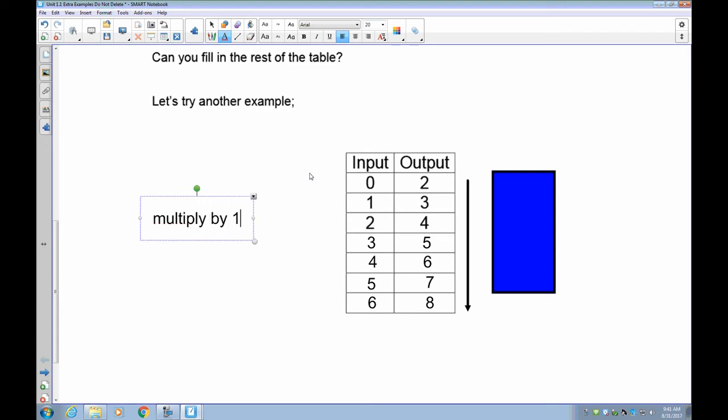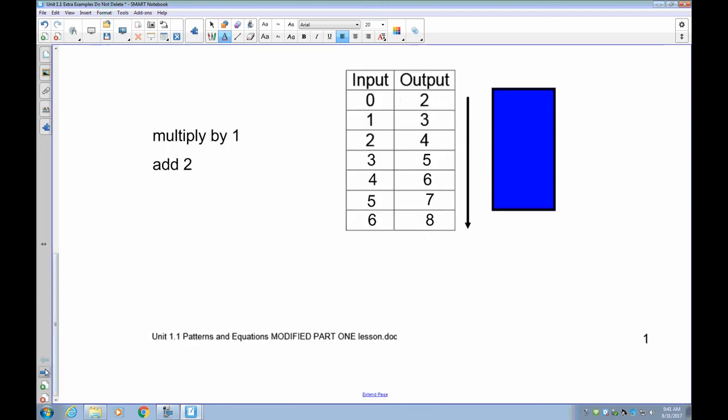All right, so let's see what happens when we do this. 0 times 1 is 0. Now, if you're not sure about the 0 rule, go to the 1 rule. 1 times 1 is 1, but we get a 3. So to get from a 1 to a 3, you have to add 2. So there's your rule. Multiply by 1 and add 2.